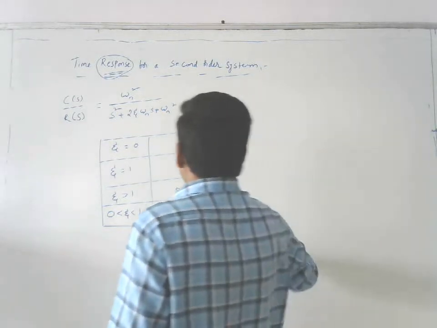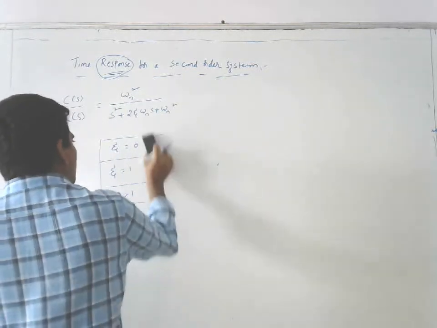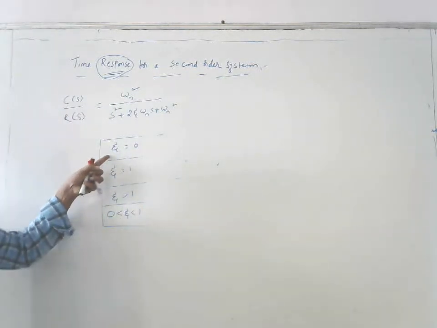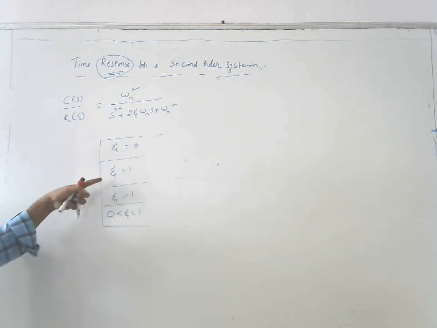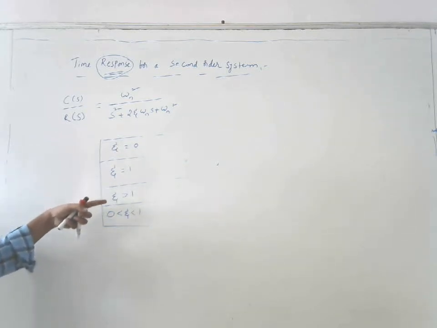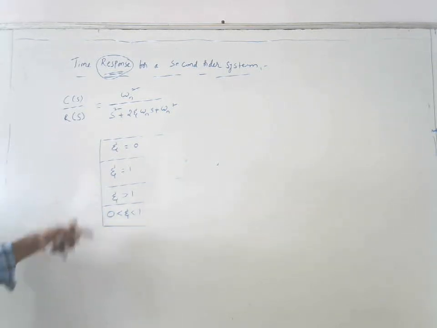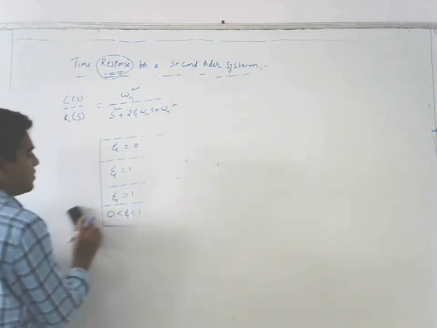Now, what are the roots of the characteristic equation when zeta equals 0, when zeta equals 1, when zeta is greater than 1, and when zeta is in between 0 and 1? What will happen?